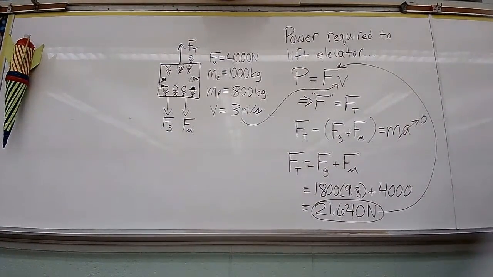What does that stand for? Newtons times meters per second? Power is measured in watts, actually. So when we do this multiplication, we end up with, let's see, 64,900.